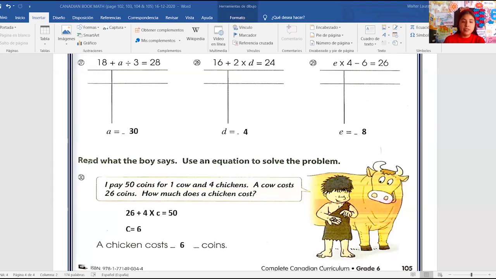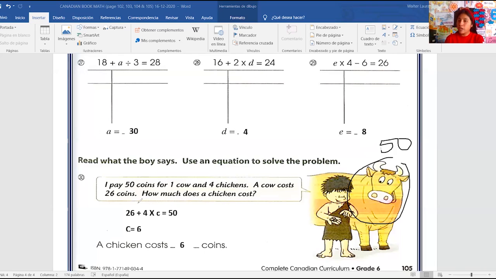Now, let's read what the boy says. Use an equation to solve the problem. I pay 50 coins for one cow. Just for one cow, we pay 50 coins. Okay, yeah. And 4 chickens, okay, with 50 coins, I pay for one cow and 4 chickens, okay. A cow costs 26 coins, okay. How much does a chicken cost?